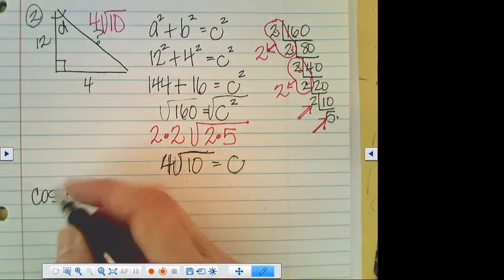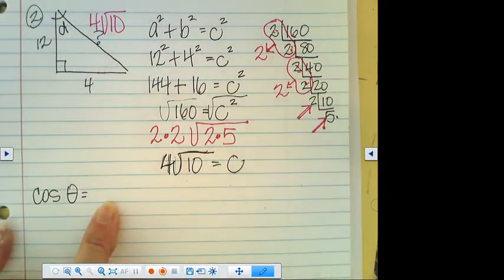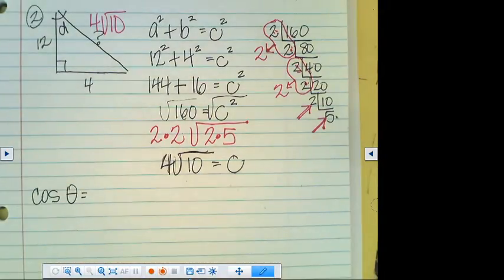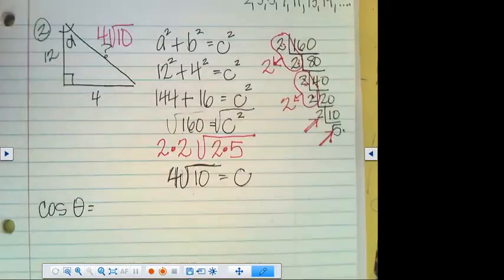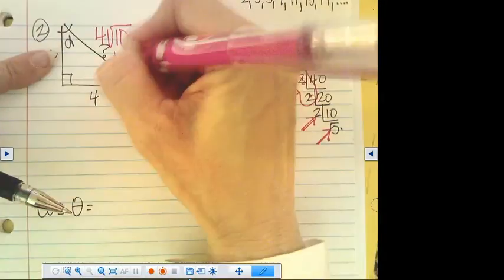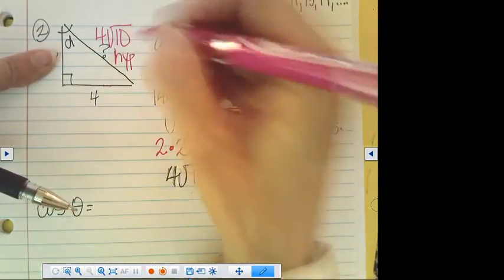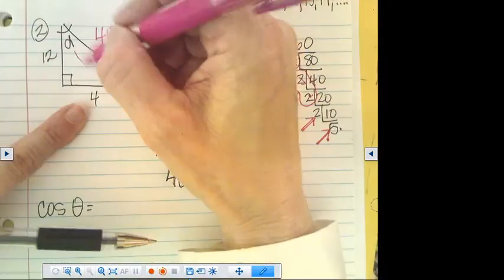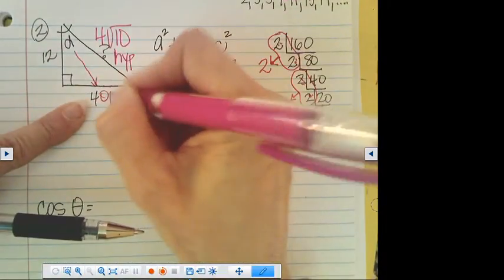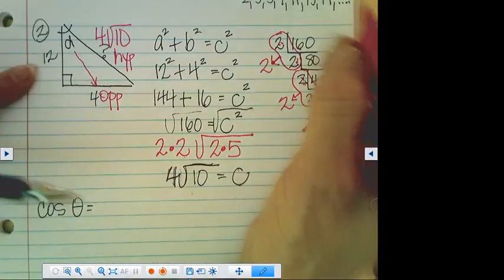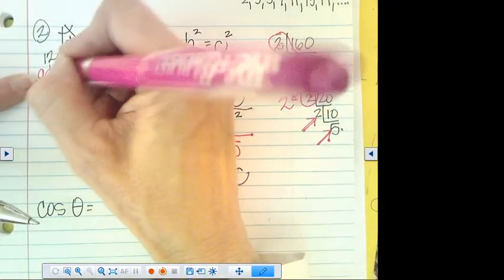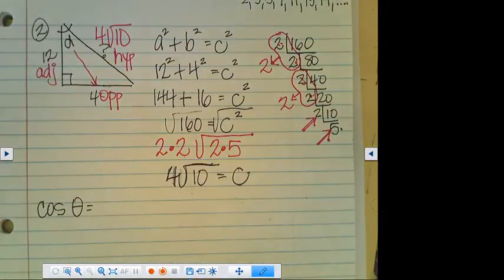Adjacent over hypotenuse. Here we go. What's the adjacent side? Maybe we should stop and go back and identify that. All right, let's go back. Here we go. We know the hypotenuse is our 4 square roots of 10. What's the 4? Opposite. And then what is your 12? Adjacent. Okay, let's do that much at least.